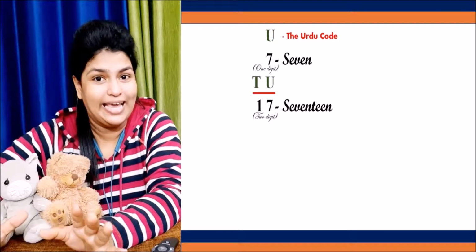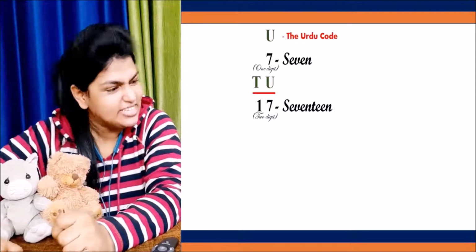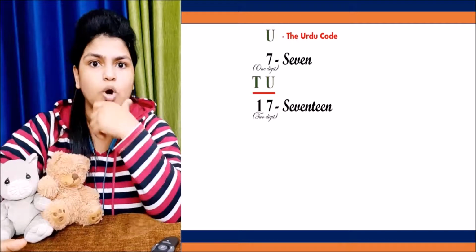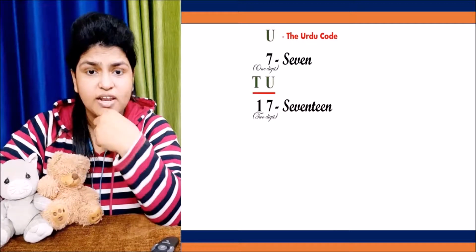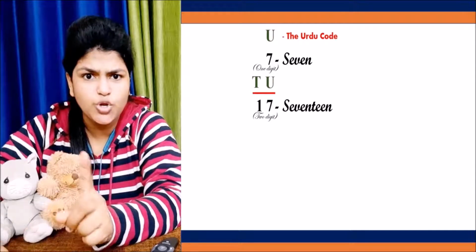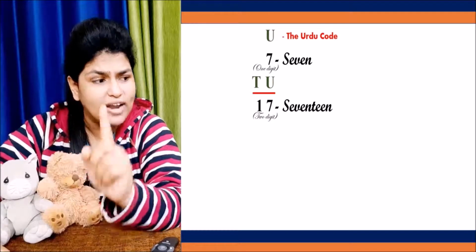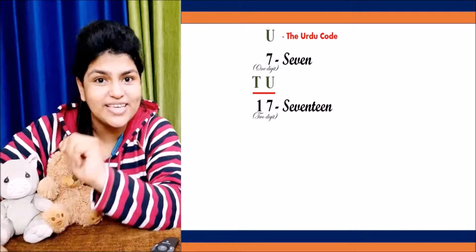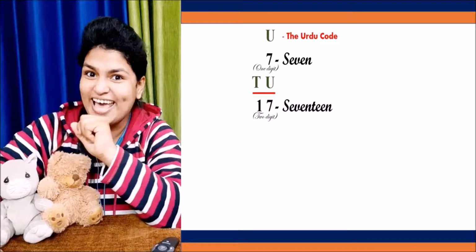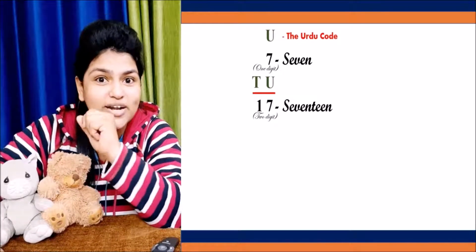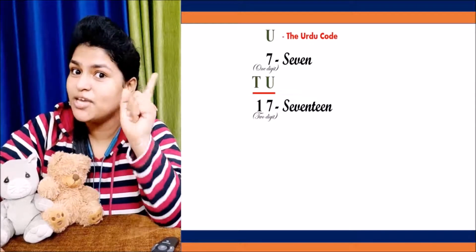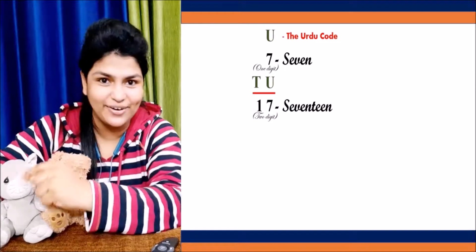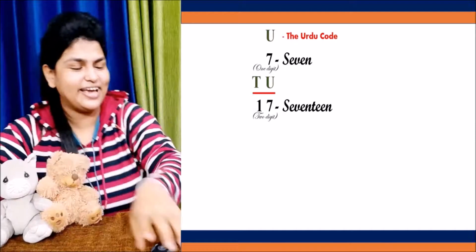Well, same way, tens and units also like to be called together. Yeah, they say, 1, 7, it doesn't like. It says, no, call us together. 1 and 7 together makes 17. Correct? Did you understand? Yeah. Tens and units will always be read together. Alright, now let's go to the next one.